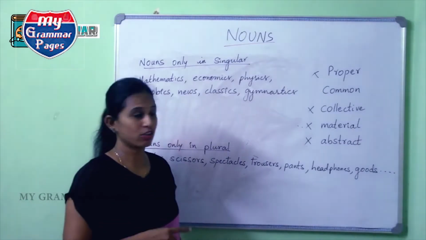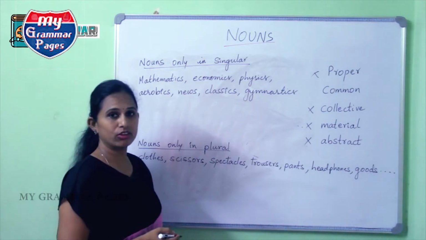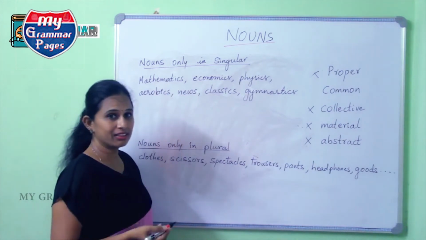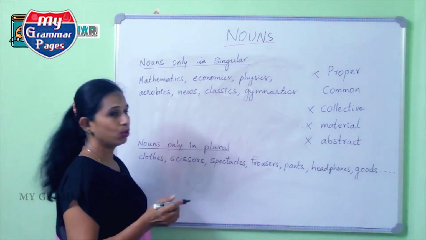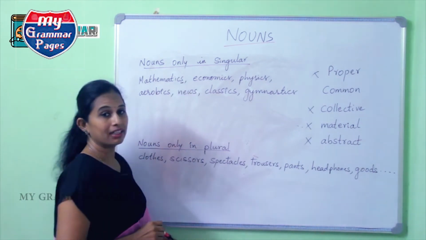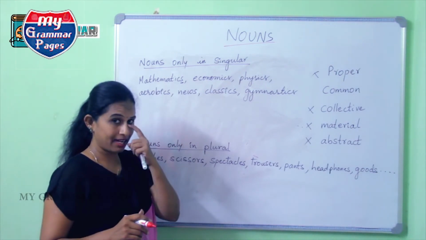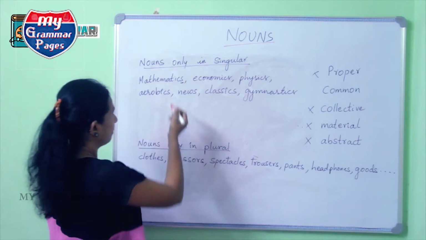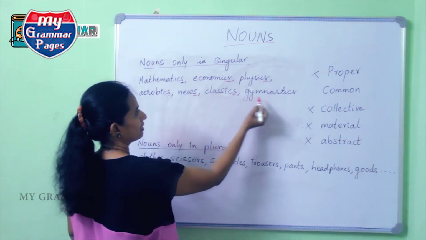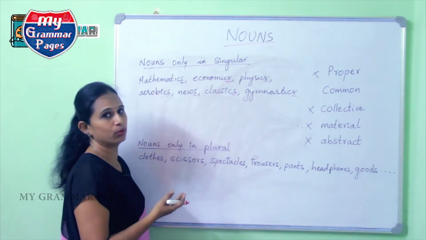Now a small variation in the explanation of nouns. Let me talk about the singular and the plural nouns, how they are being taken. There are some nouns which exist only in the singular form, though they appear to be plural with the addition of s. But they are not plural, they exist only in singular and they take only the single verb. For example, if you take mathematics or economics or physics, aerobics, news, classics and gymnastics, they are not plural. When you look at them, they appear like plural, but they are not plural.